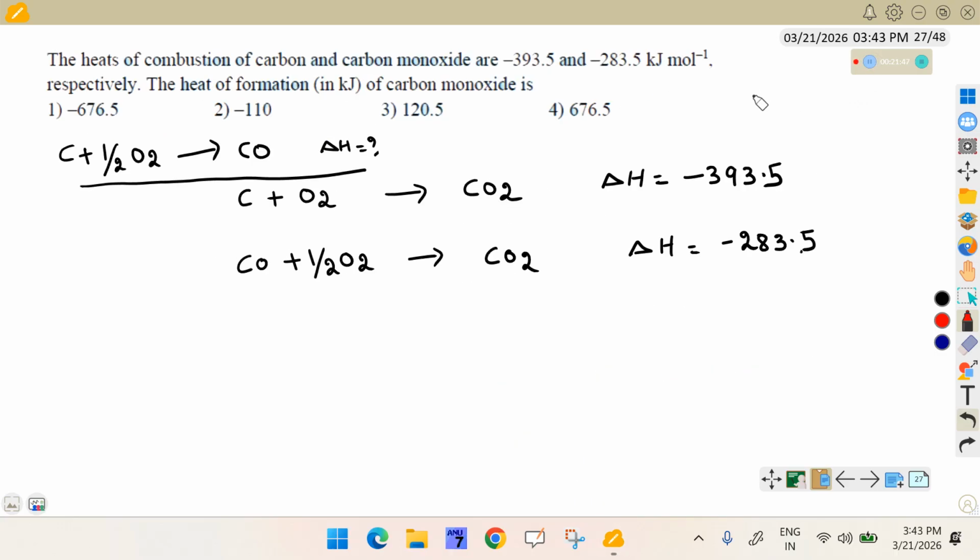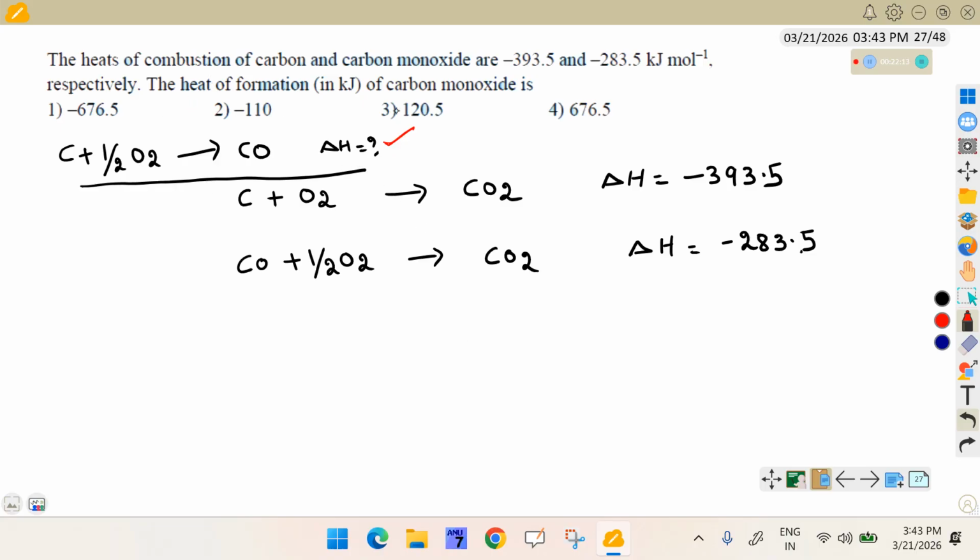The heats of combustion of carbon and carbon monoxide values are given. Find the heat of formation of carbon monoxide. Formation of carbon monoxide equation is C plus half O2 gives rise to CO, delta H. Carbon undergoes combustion, then it gives CO2. Carbon monoxide undergoes combustion, then it gives CO2.